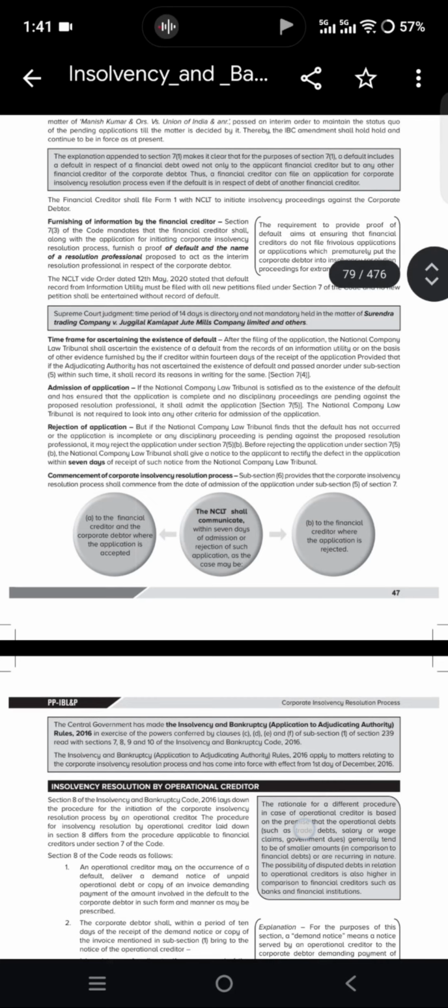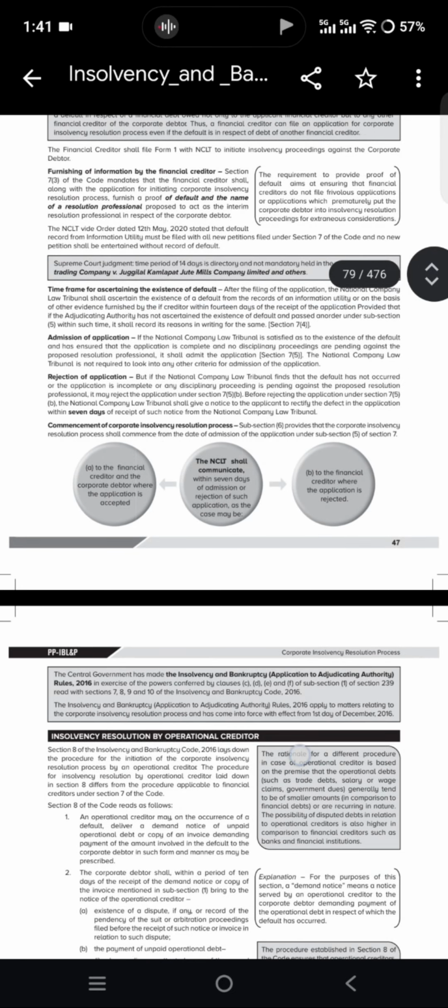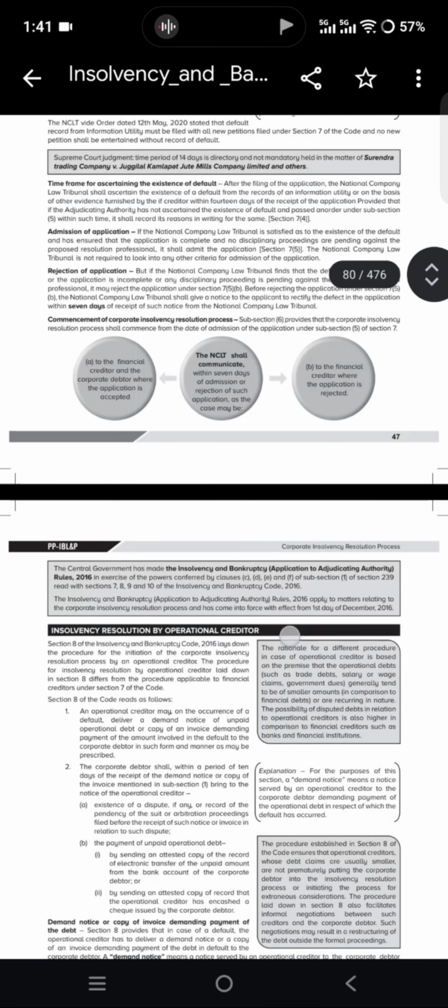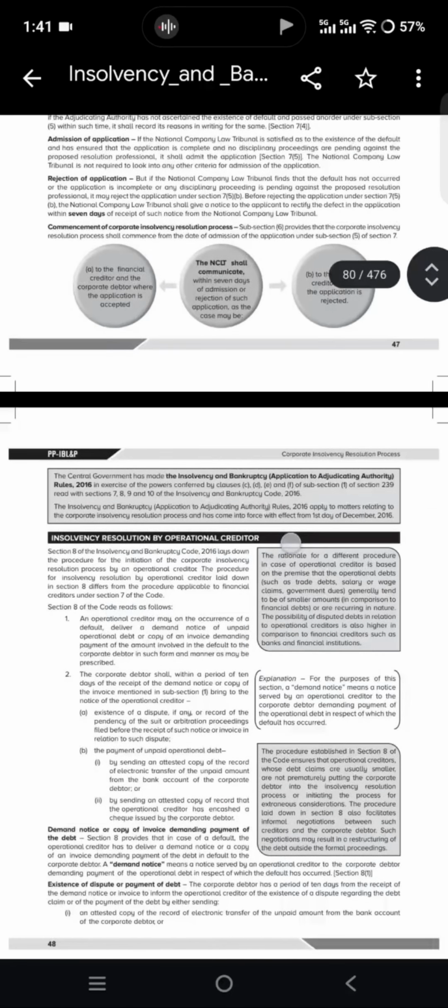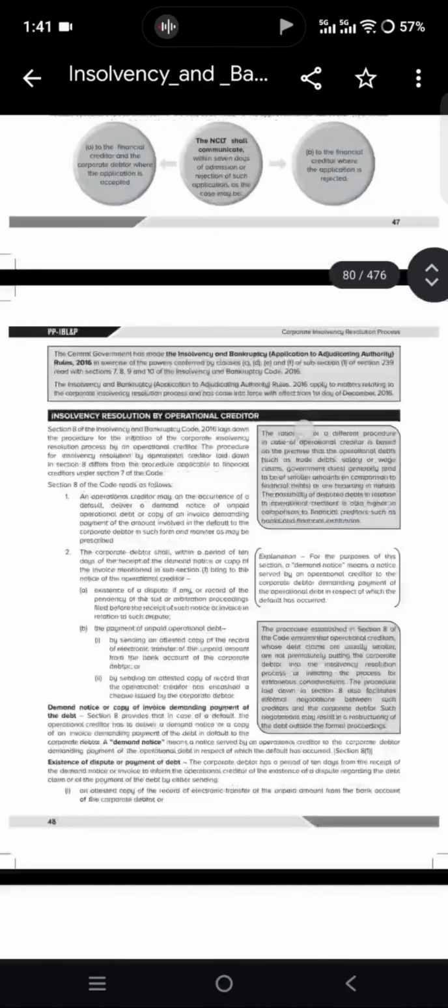The CIRP process commences on the date of admission of the application by NCLT. So NCLT shall communicate within 7 days of admission or rejection of such application, as the case may be, to both the person who initiated, that is the financial creditor, and the corporate debtor where the application is accepted, and to the financial creditor where the application is rejected. So if rejected, only to the FC; if accepted, to both the corporate debtor and the financial creditor.